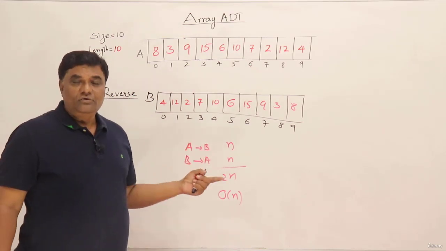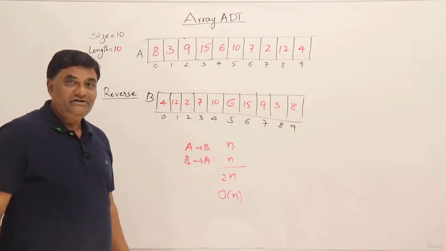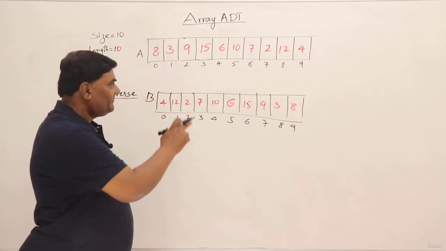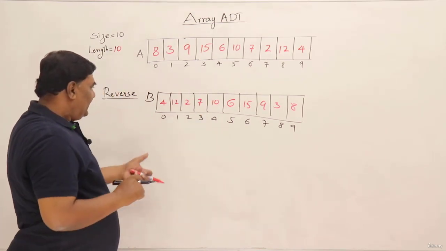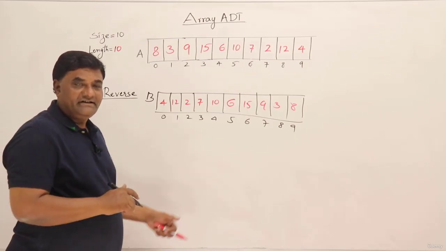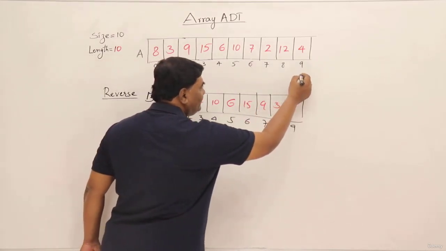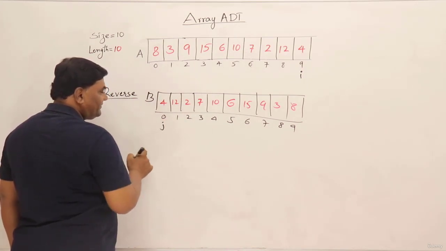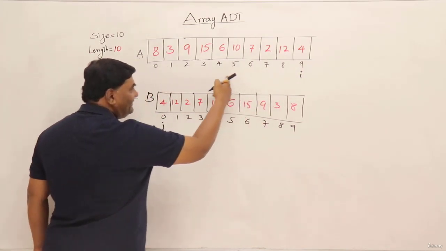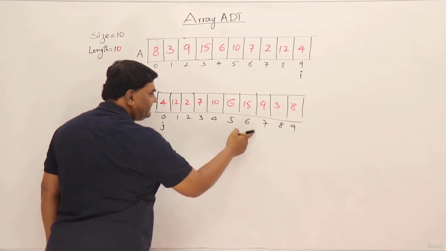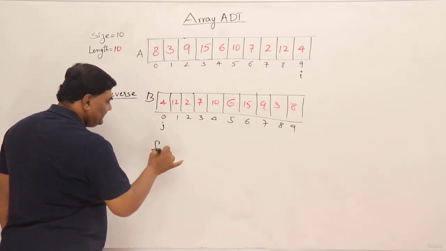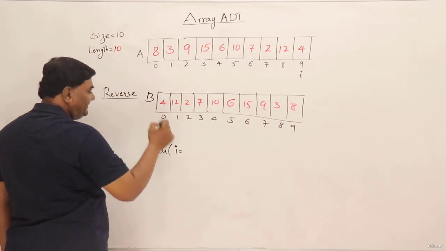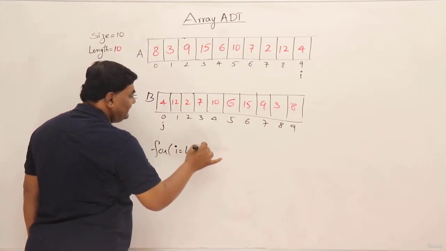Now let us write down the code for reversing the elements using auxiliary array B. We have to copy the elements from A, that is from last index, in B starting from first index. So we will take two integer index pointers. I starts from there and J starts from here. I will be decreasing and J will be increasing. So this can be done using a loop. I starts from last index, that is length minus 1.